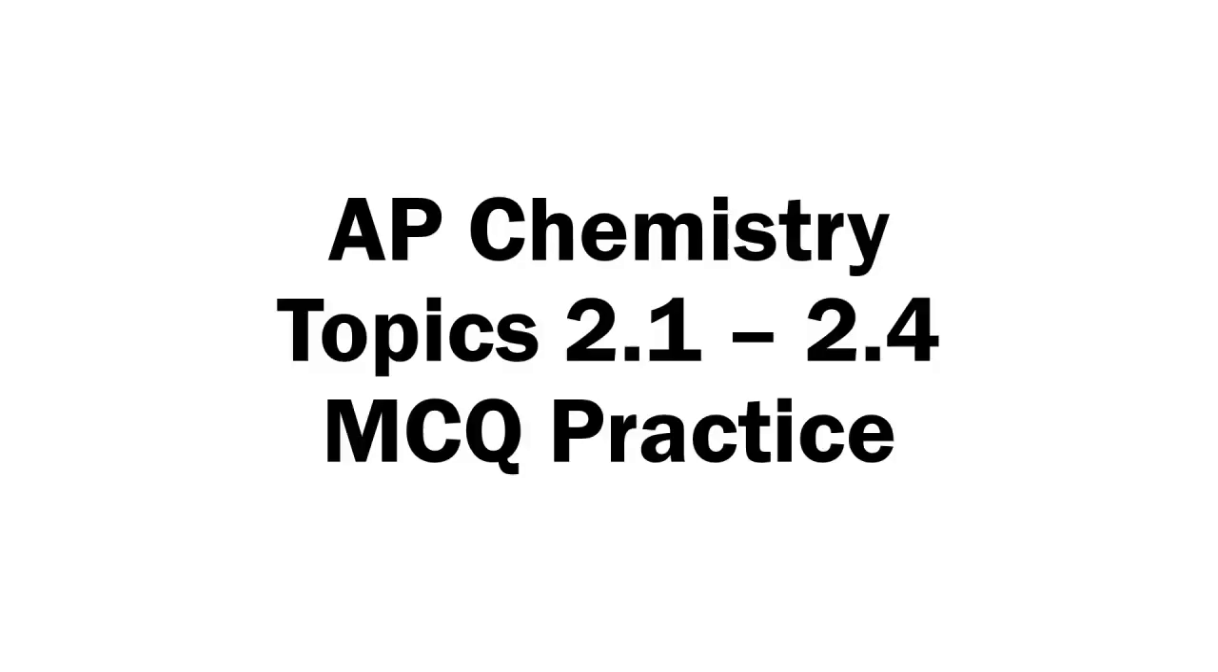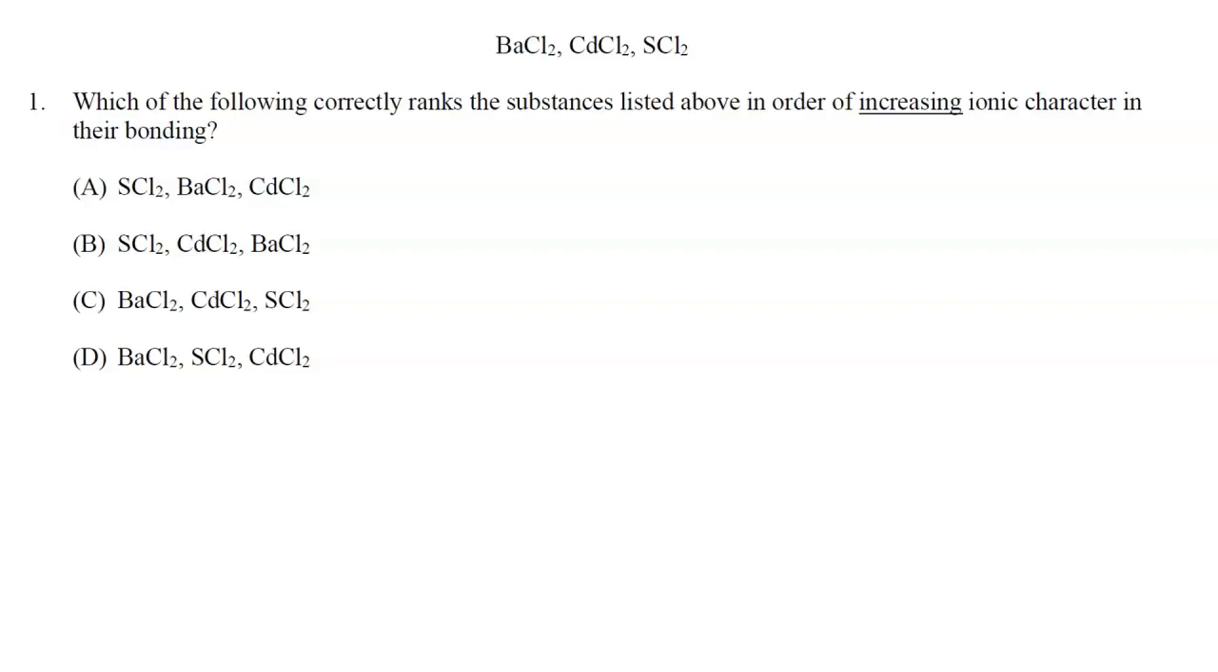Now, let's take a look at our first multiple choice question. Question 1 says, which of the following correctly ranks the substances listed above in order of increasing ionic character in their bonding? And the three compounds that are listed are barium chloride, BaCl2, cadmium chloride, CdCl2, and sulfur dichloride, SCl2.